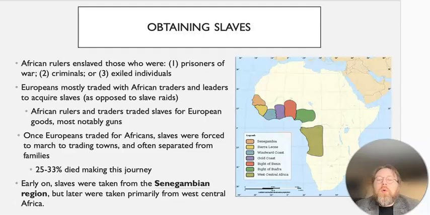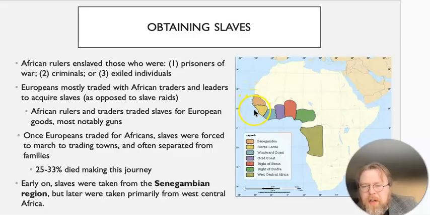So once Europeans traded for Africans, slaves were forced to march all the way down to trading towns and ports, and there they were often separated from their families. We'll talk a little bit more about that in a bit, but just on that journey itself, something like a quarter to a third of the population died just from that journey. There's this sort of slow but steady shift in the slave market in Africa. It starts with this area called Senegambia.